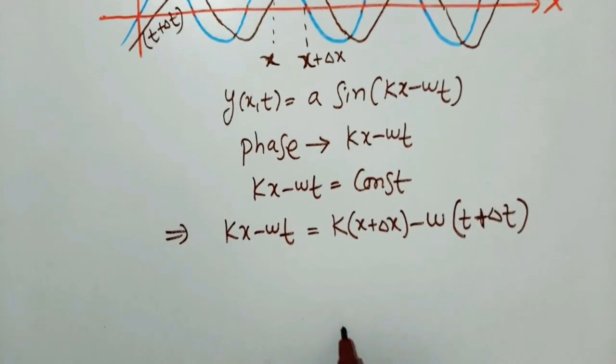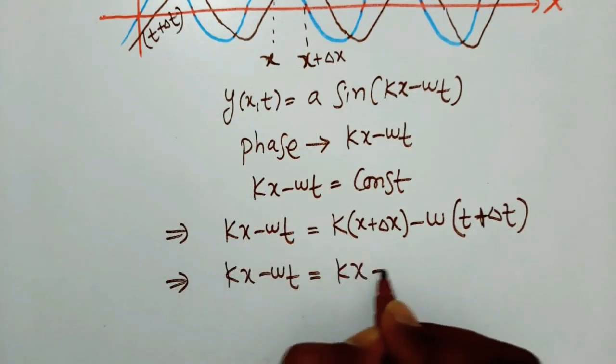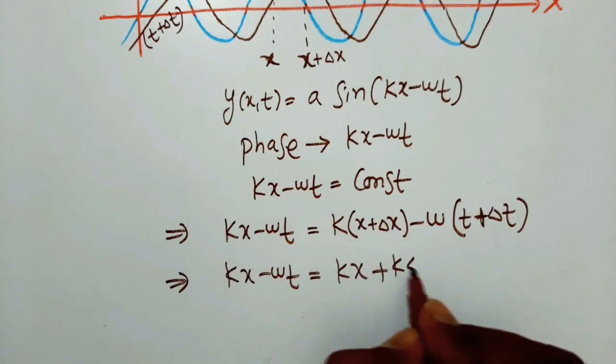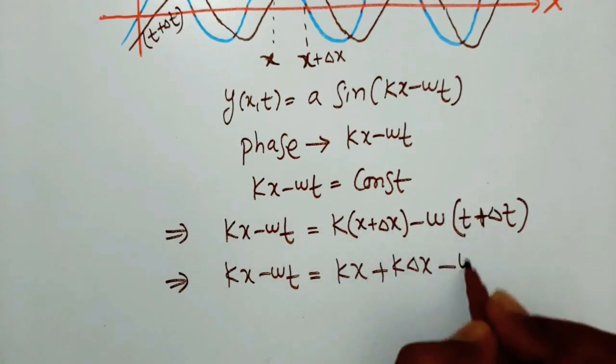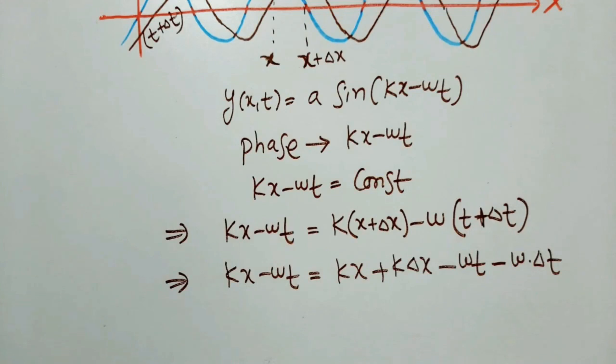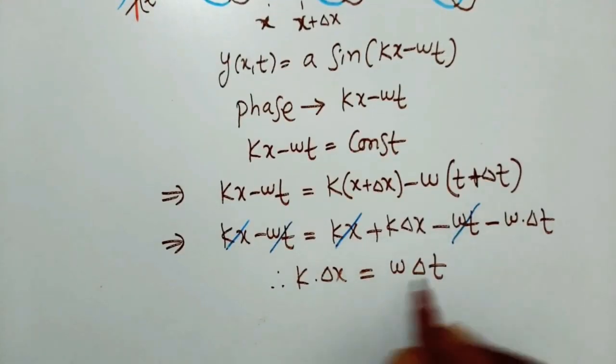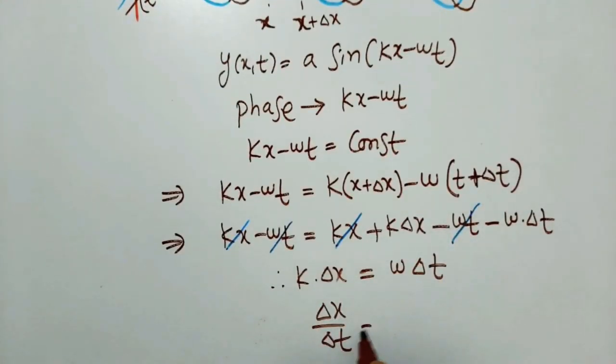So from this we can write kx minus omega t is equal to kx plus k into del x, minus omega t minus omega into del t. So here kx cancels, minus omega t cancels. So finally we get k into del x is equal to omega into del t. So from this we can write del x by del t is equal to omega by k.